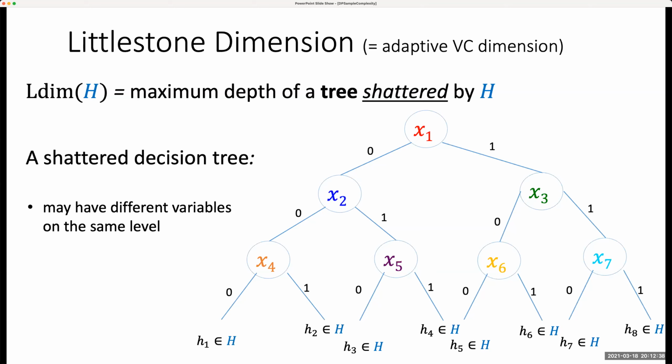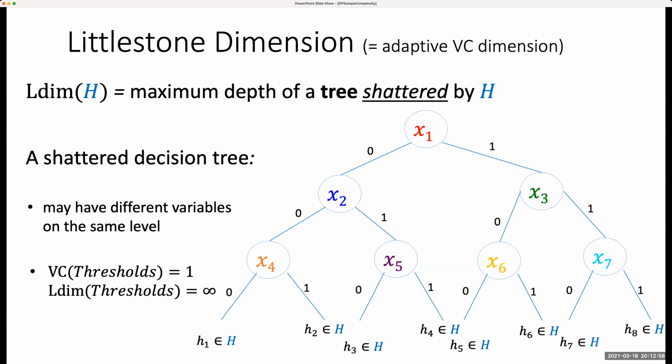So of course we can only shatter more trees, right? In the VC dimension we only consider oblivious trees, where all levels are the same. So with Littlestone dimension, we can only shatter more trees. The Littlestone dimension can only be larger than the VC dimension because we have more trees to work with, more trees to shatter.